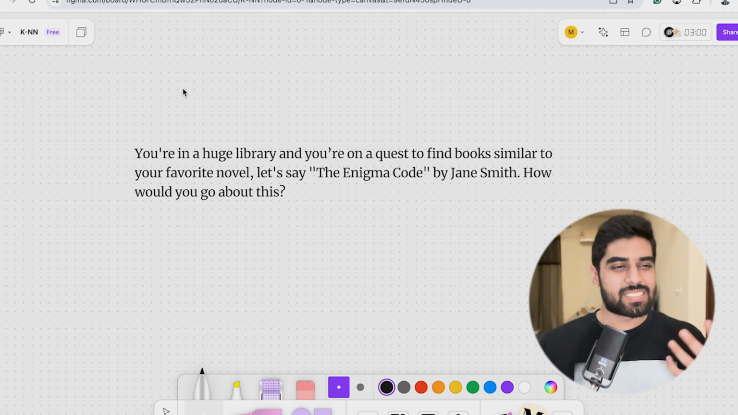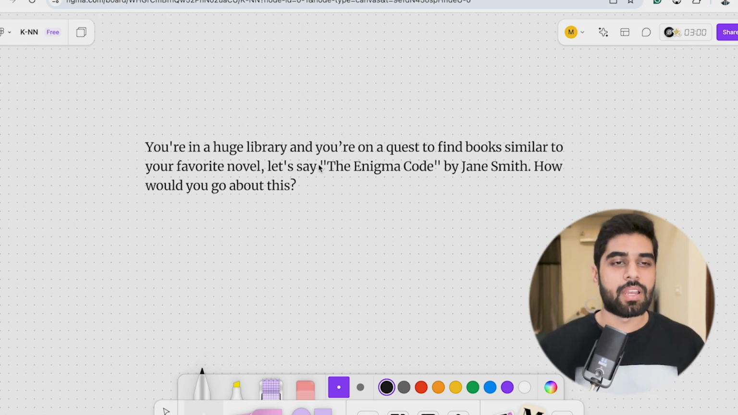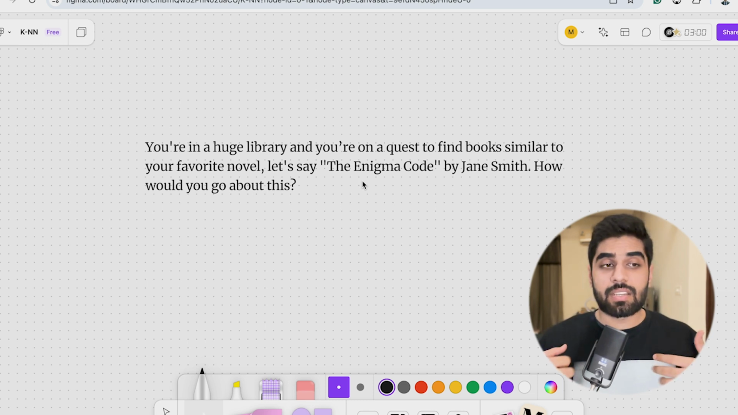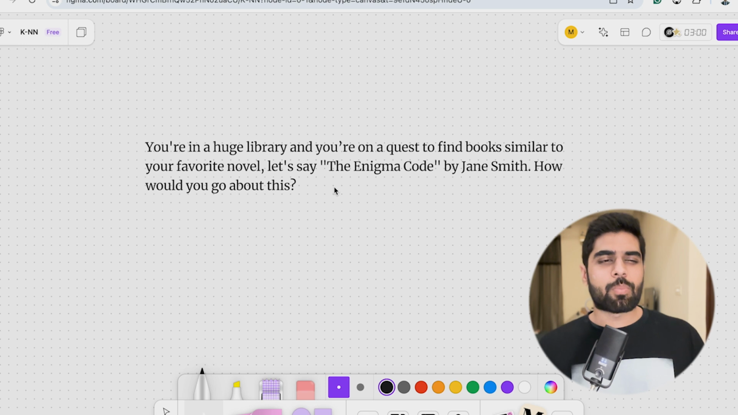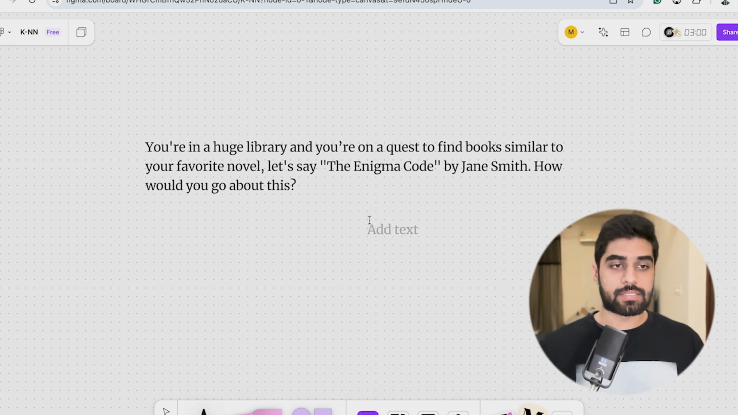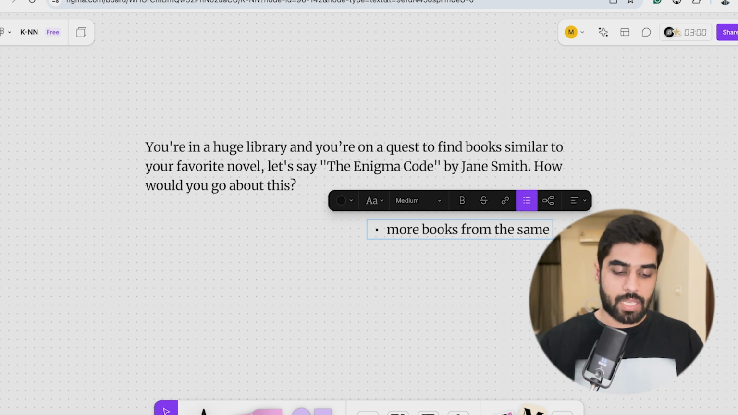So let's start with a simple example. Imagine you're in a huge library and you're on a quest to find books that are similar to your favorite novel, let's say the Enigma Code. How would you go about this? You would look for something which helps you identify books that are similar to your taste given what you already like. So if I want to find a book that's similar to the Enigma Code, I would probably look for more books by the same author. So that's one approach. Let's say more books from the same author.